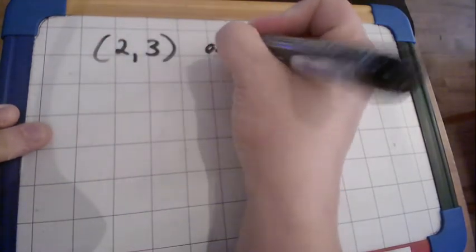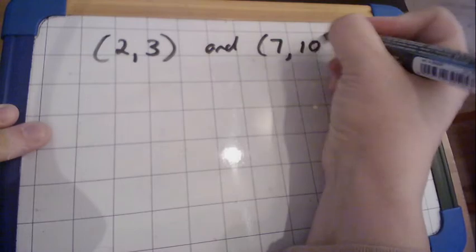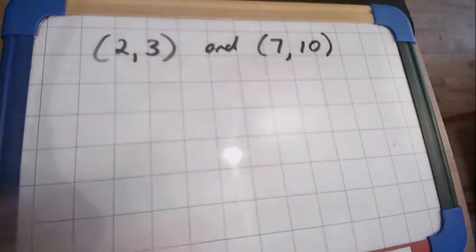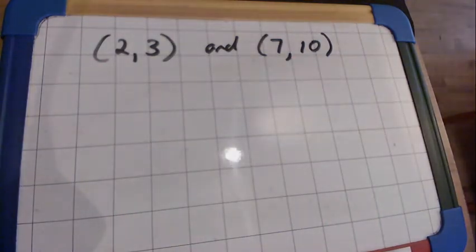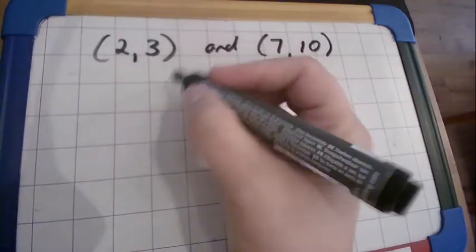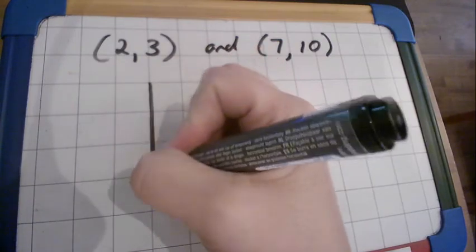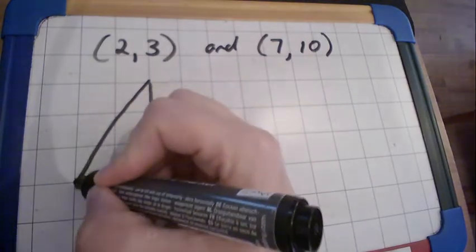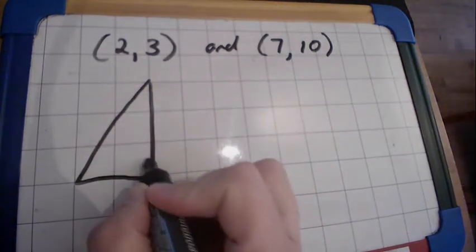So if you were asked to find the length of the line between 2, 3 and 7, 10, well, one way to go about this would be to sketch a diagram. I'm not going to do that because I know I don't have space to go all the way up to 10. So what do we do? Well, remember we want to form a right angle triangle. In this case, the right angle triangle will be this side, but that's not important.